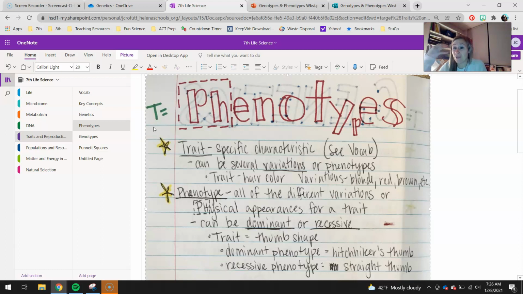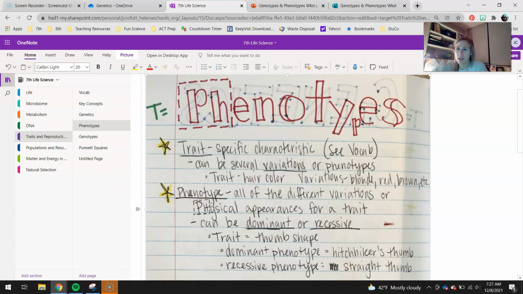For the trait of eye color, there are a lot of different variations. We can see blue eyes, brown eyes, hazel eyes, green eyes, and then everything in between, because we're not always able to group eye color into just one specific thing since it's so unique. So there can be several variations, or phenotypes. Another word for variations would be phenotypes. I personally like to describe phenotype, notice how it starts with PH, as the physical appearance for a trait.